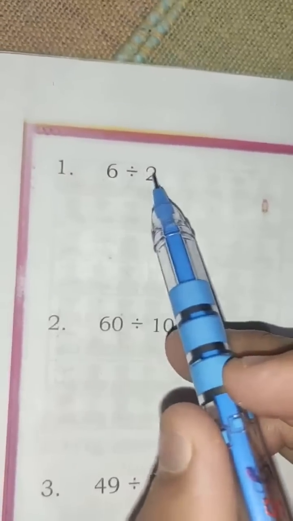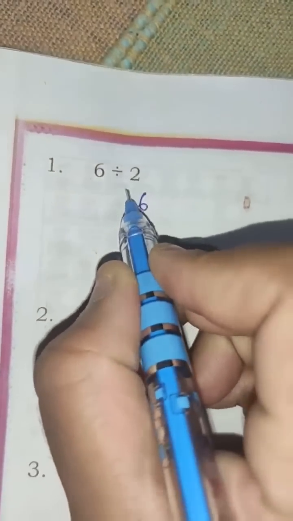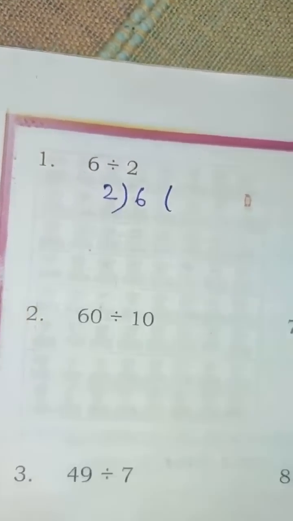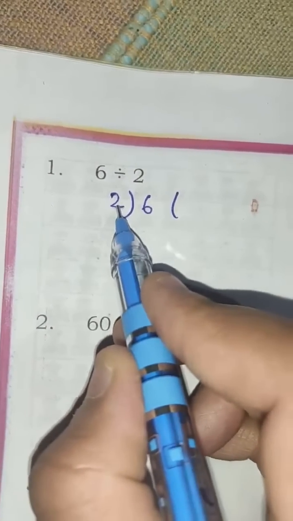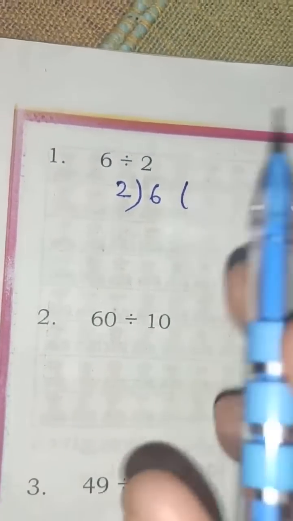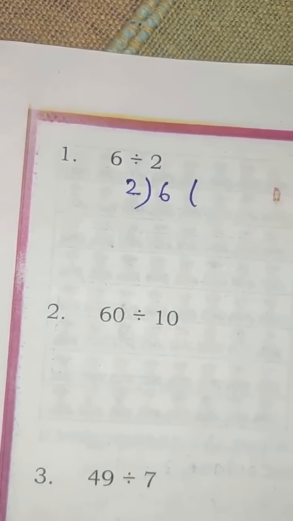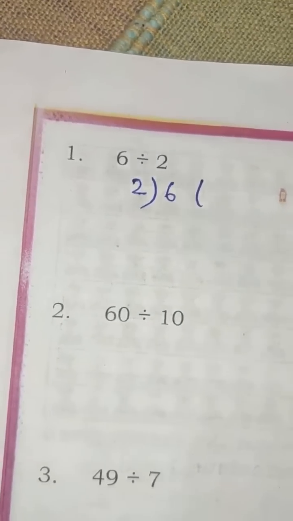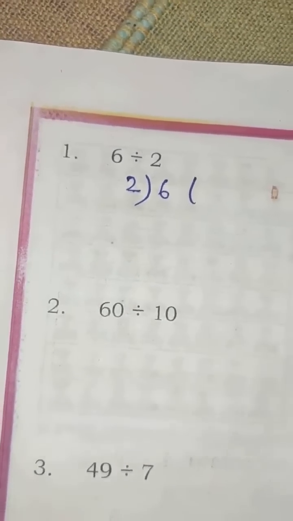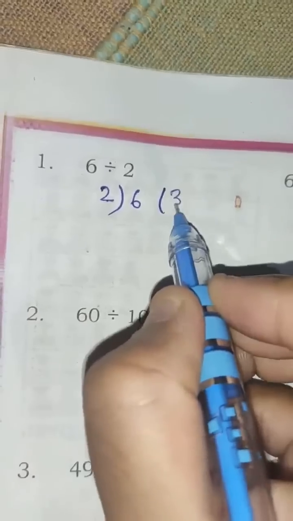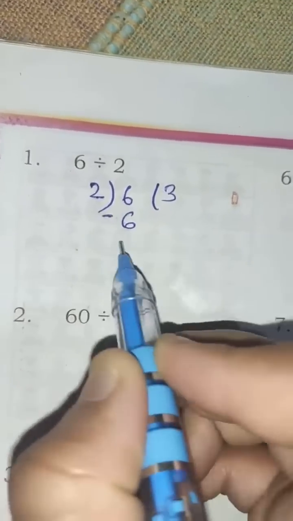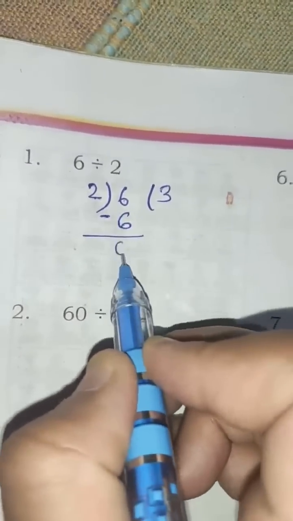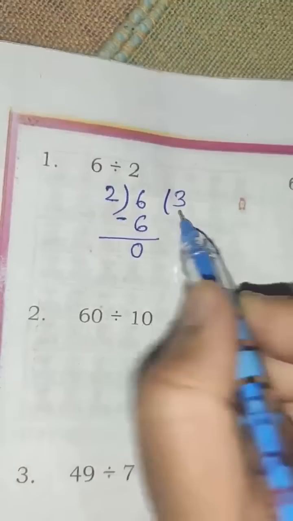So here 6 divided by 2. So 6 we will write here, this is the dividend and 2 is the divisor. Okay, so here let's count the 2 table till we get the number 6. 2 ones are 2, 2 twos are 4, 2 threes are 6. Yes, 2 threes are 6. So let's subtract it. 6 minus 6, 0. So what is the answer here?